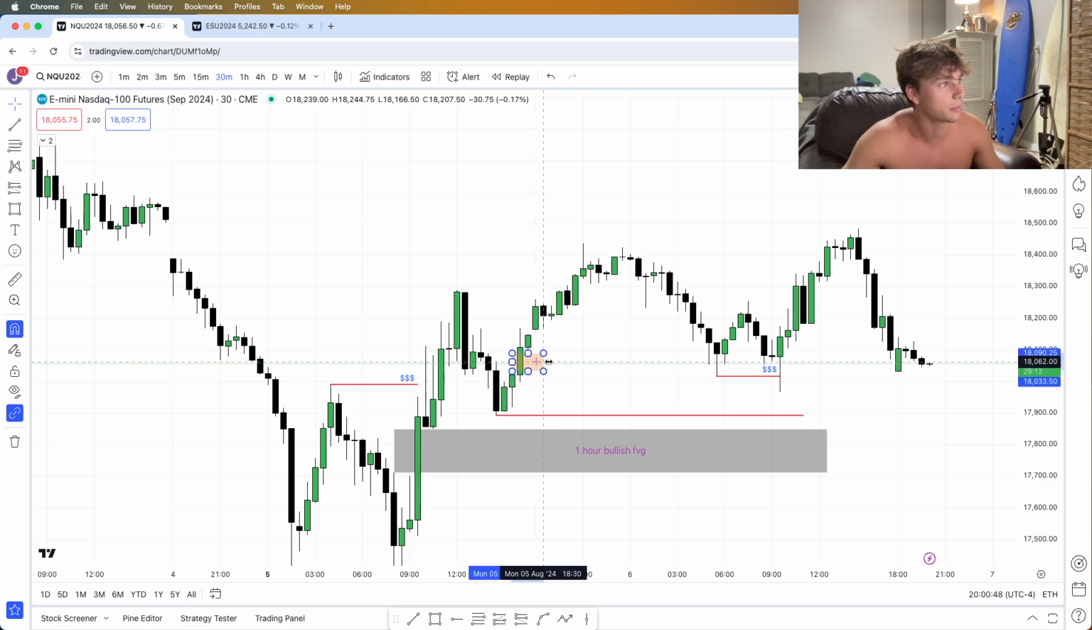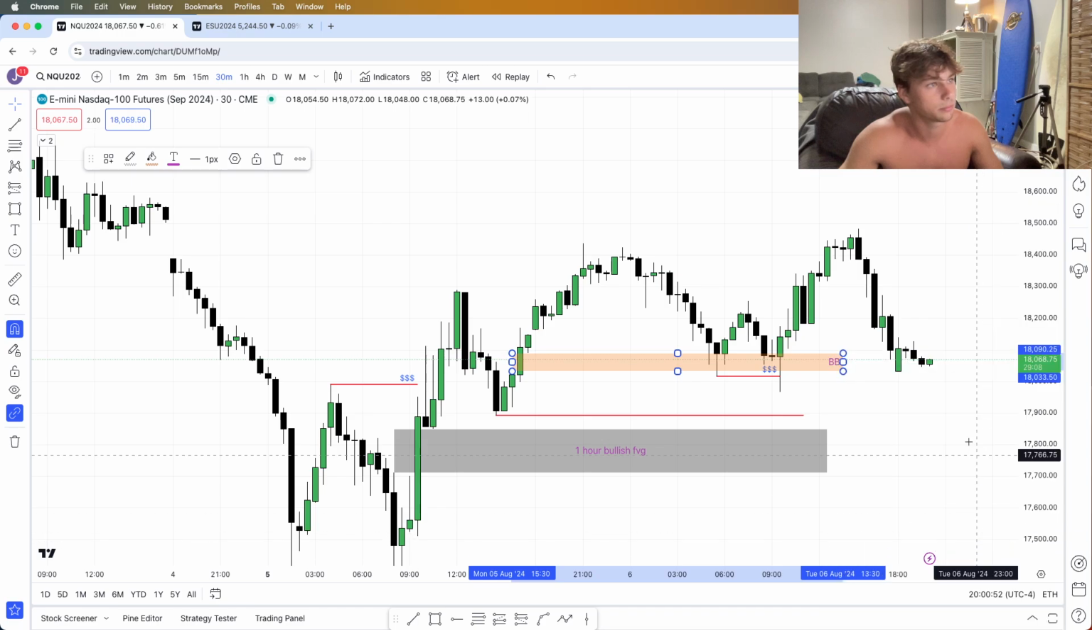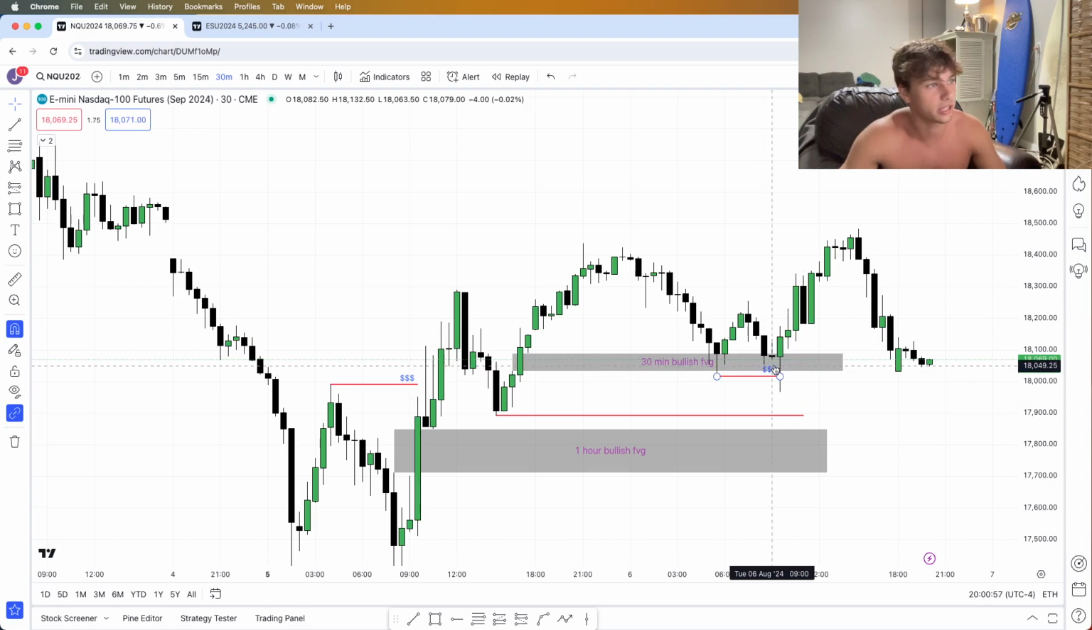We have a 30-minute bullish fair value gap that we hold very well. We hold the 30-minute fair value gap.